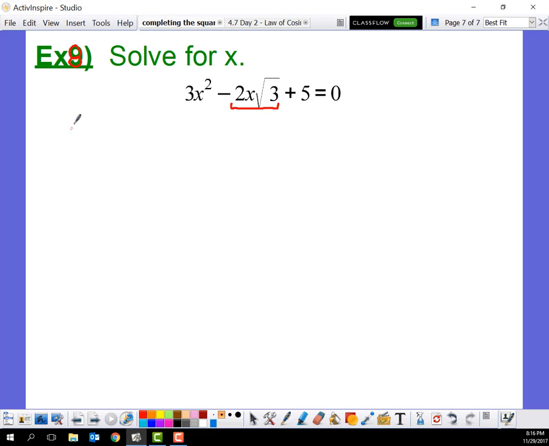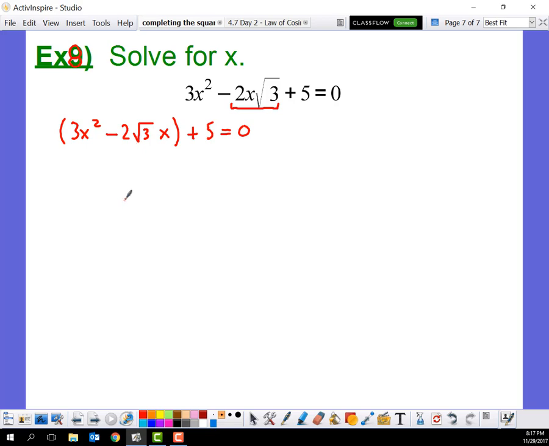Okay, I'm going to start this the same way that I have all the others. I'm going to group my x terms together. And what I'm going to do is I'm actually going to rewrite that b term. I'm going to slide the radical out in front of the x. What that does is that helps me visualize that the b term is actually both 2 and root 3. Both of those are included in my b value. Okay? All right, so here we go.